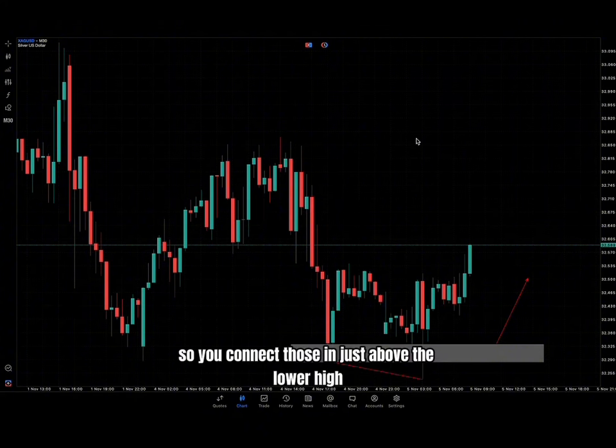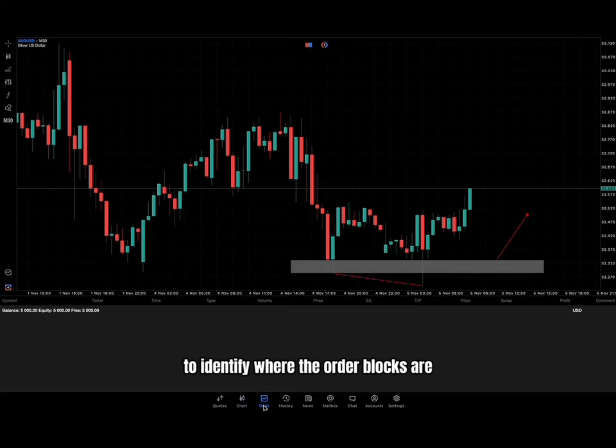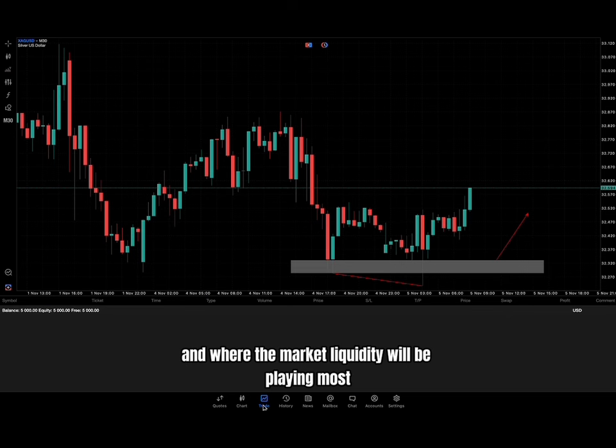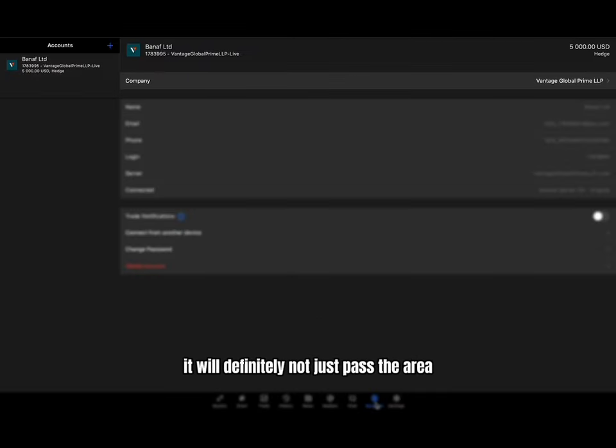So you connect those, and just above the lower high you identify, and then you place your gray area on that region to identify where the order blocks are and where the market liquidity will be playing most. This will identify the region that when the market comes to it, it will definitely go the other direction. It will definitely not just pass the area.